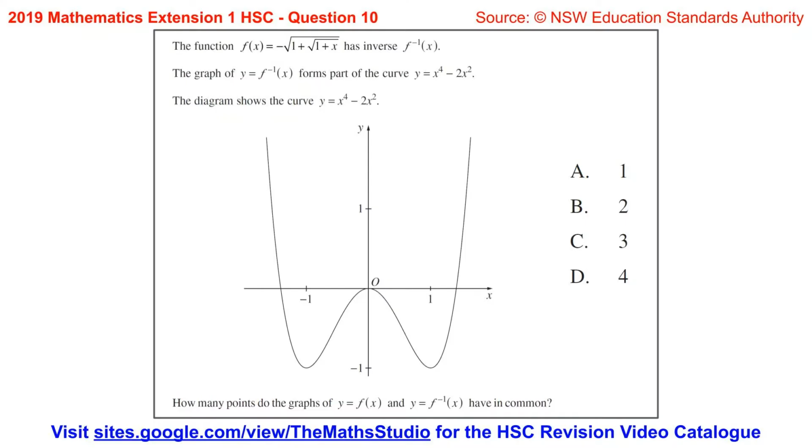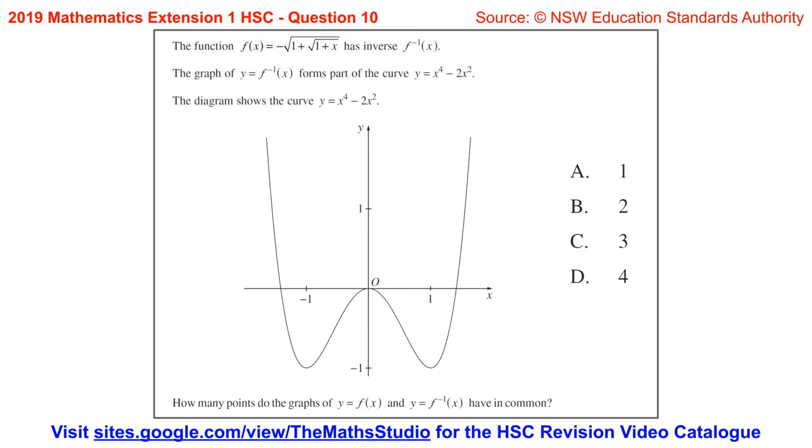Question 10. The function f of x equals negative square root of 1 plus the square root of 1 plus x has inverse f inverse of x. The graph of y equals f inverse of x forms part of the curve y equals x to the power of 4 minus 2x squared.